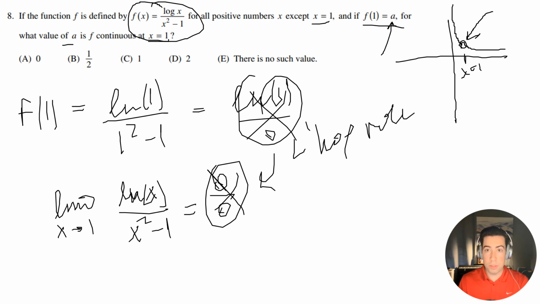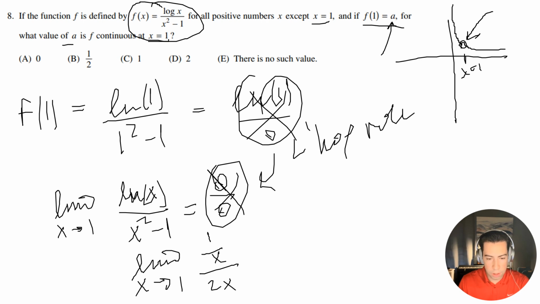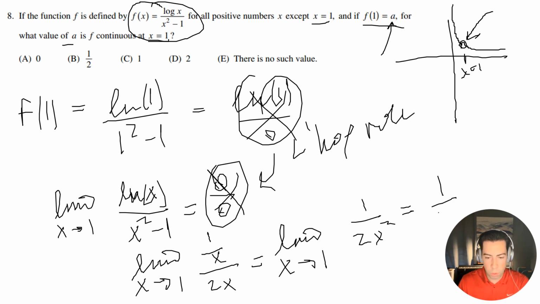So let's just go ahead and do it. Remember, we'll have to take the derivative of both the top and the bottom. Whenever I do that and rewrite it, I'm going to have 1 over x divided by 2x. Now, this is just going to be equal to the limit as x approaches 1 of 1 over 2x squared. And now I can just plug in x equals 1. So this is going to be equal to 1/2. And that's going to be answer choice B.